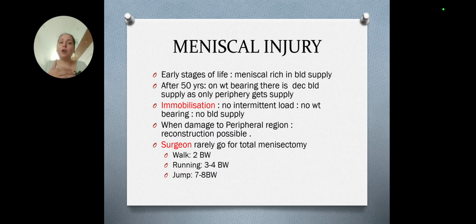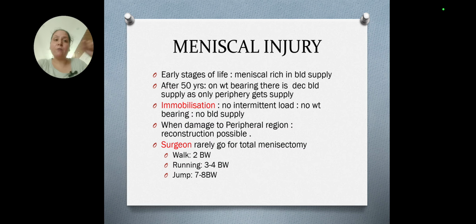So we know that while walking it is 2 times the body weight which is acting at the knee, while running it is 3 to 4 times our body weight which is passing through the knee, and while we are jumping it is 7 to 8 times our body weight which is passing through the knee. So that is why they never go for a total meniscectomy.